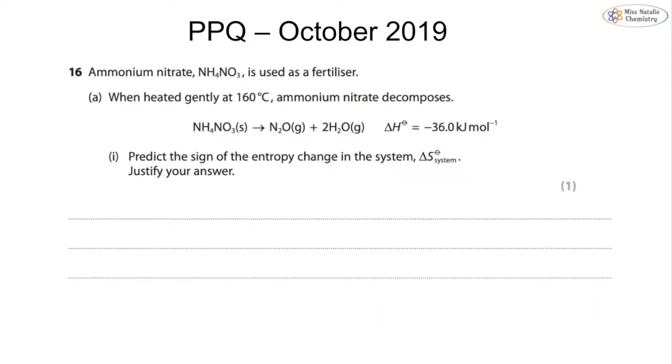So let's finish off by looking at a past paper question. This is from the October 2019 paper. We have ammonium nitrate being used as a fertiliser. When it is heated gently at 160 degrees Celsius, the ammonium nitrate will decompose into nitrogen oxide and 2 moles of water. And we can see that we have an enthalpy value of minus 36 kilojoules per mole. So we know that that is exothermic.